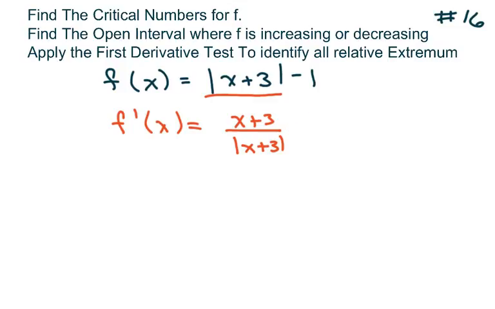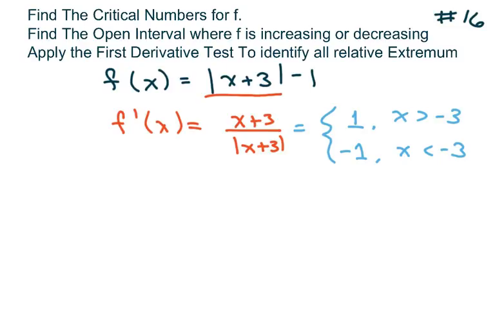Now this equals, the absolute value is actually a piecewise function, so this is going to equal 1 when x is greater than negative 3, and it's going to equal negative 1 when x is less than negative 3.